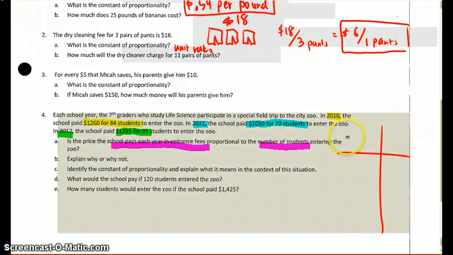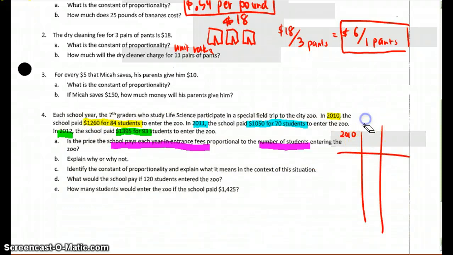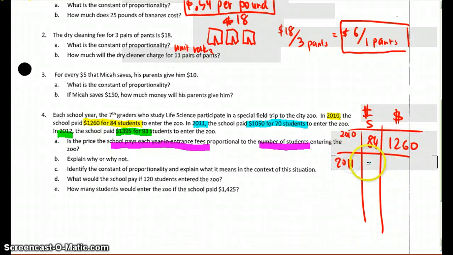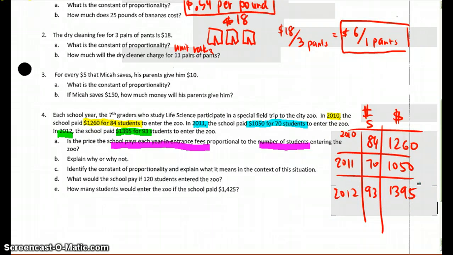For each of the years, 2010, I had 84 students. My table is going to have the number of students, S, and then how much it cost. We're doing $12.60. 2011, 70 students, $10.50, and 2012, 93 students for $13.95. I'm just setting up this table. It's not asking me to, but I just want to be able to see that information.